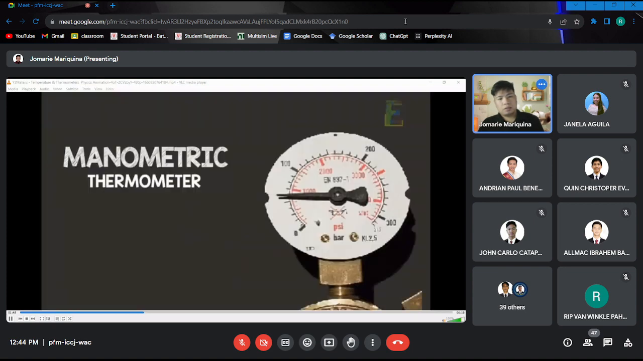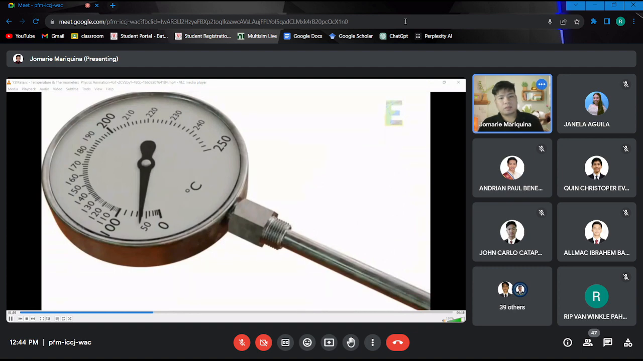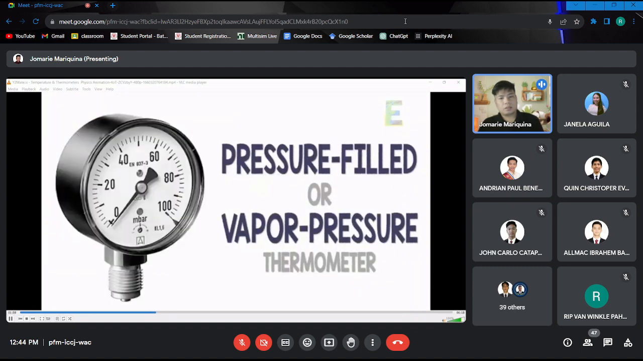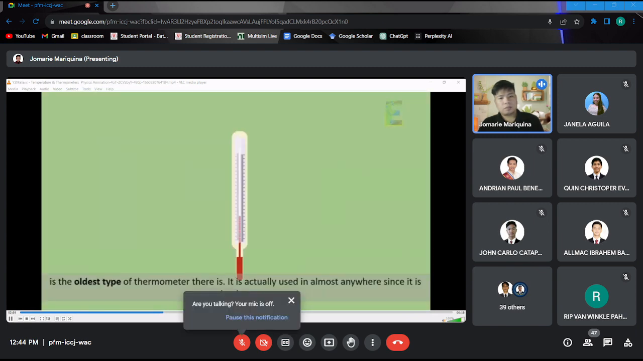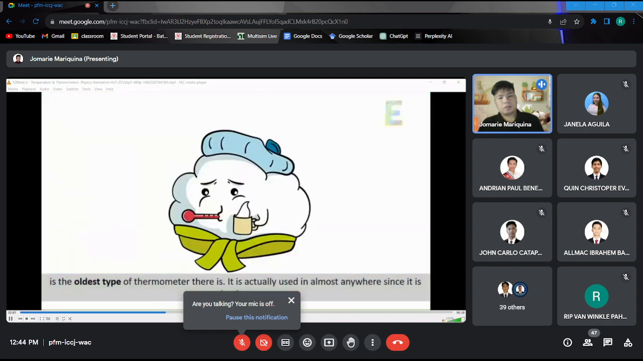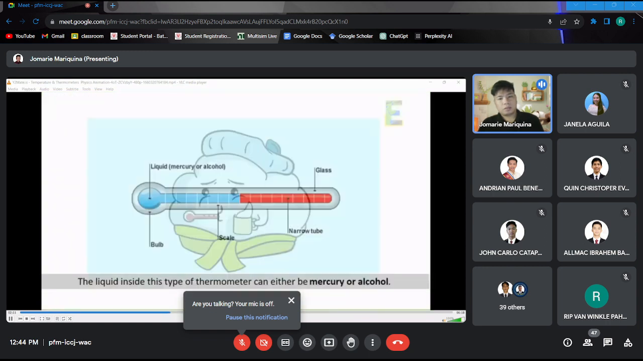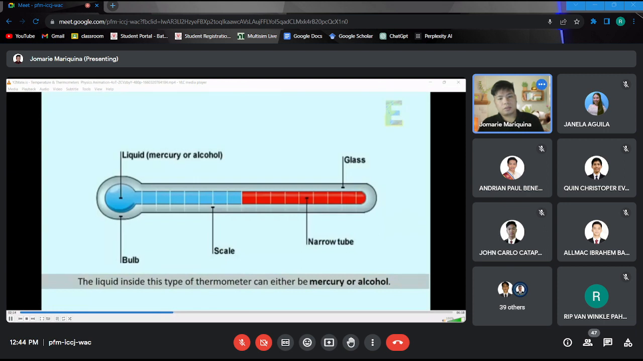A manometric thermometer determines the temperature based on the change of pressure in a gas or liquid. This type is also known as pressure field or vapor pressure thermometer. Next is the liquid in glass thermometer. It is the oldest type of thermometer. It is actually used almost anywhere since it is very simple to use. The liquid inside this type of thermometer can either be mercury or alcohol.